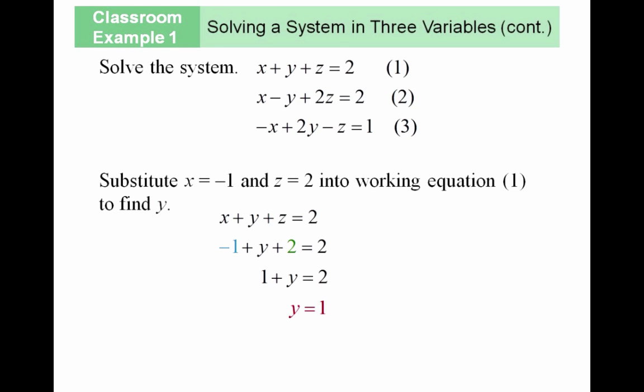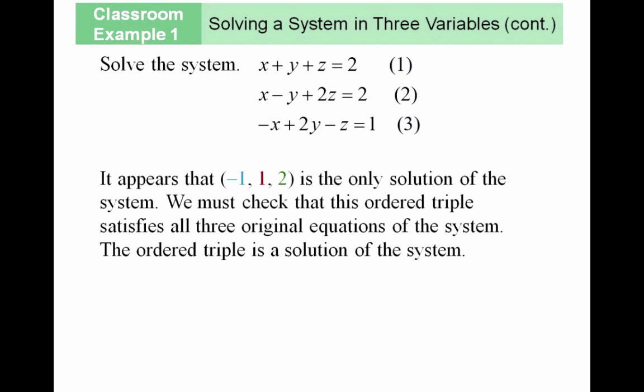Doesn't matter which one. Okay, we substitute x equal to -1, z equal to 2 into equation number 1, and we simply solve for y. We're done. We found x equal to -1, y is equal to 1, z is equal to 2. If I substitute that into all these 3 equations, it would add up to 2, 2, and 1, and it works. This is a solution.